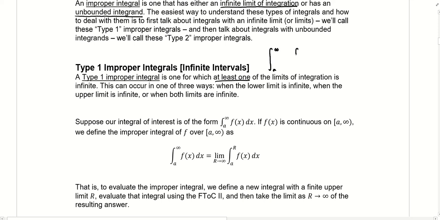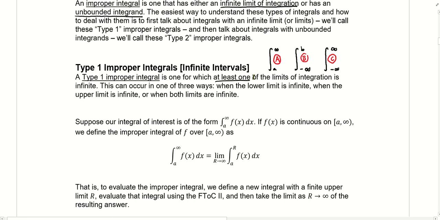You can have the case where your lower limit of integration is infinite, in which case it's going to be negative infinity, and you're integrating to a finite value. Let's call that b. This is an a. Or you can have the case where you're integrating from negative infinity to positive infinity. So we're just going to go through these and see the general approach. I'm going to call this type A, B, and C, just to make it easier to label what we're talking about as we go through these notes.